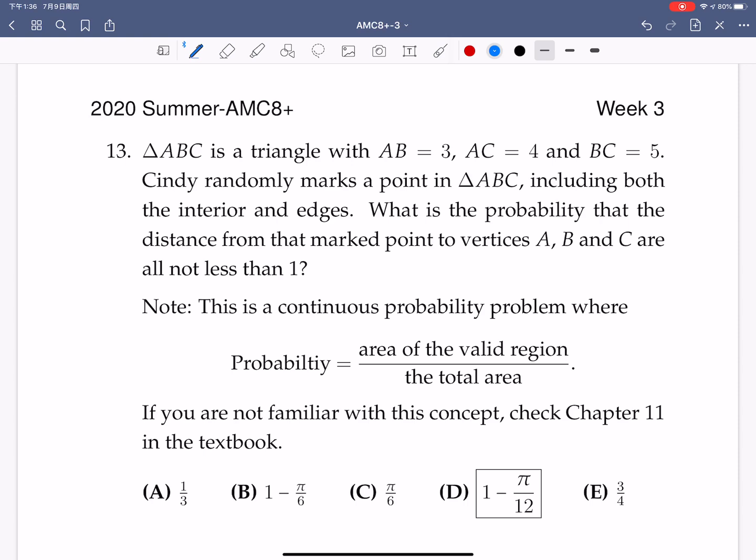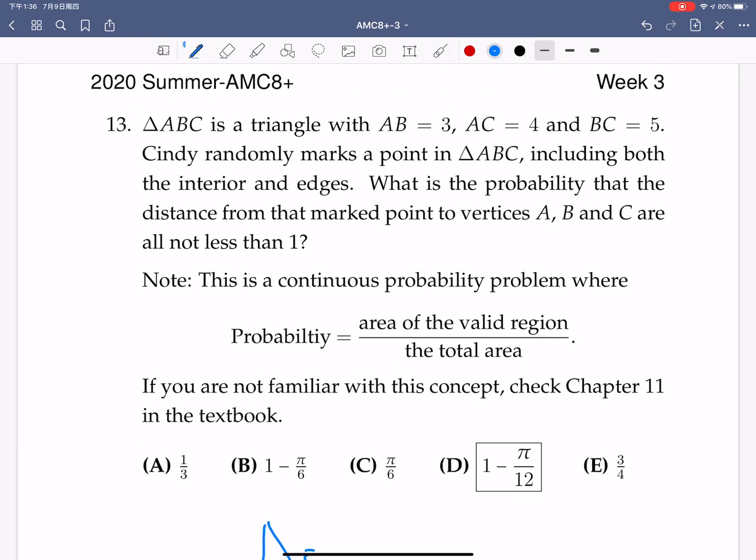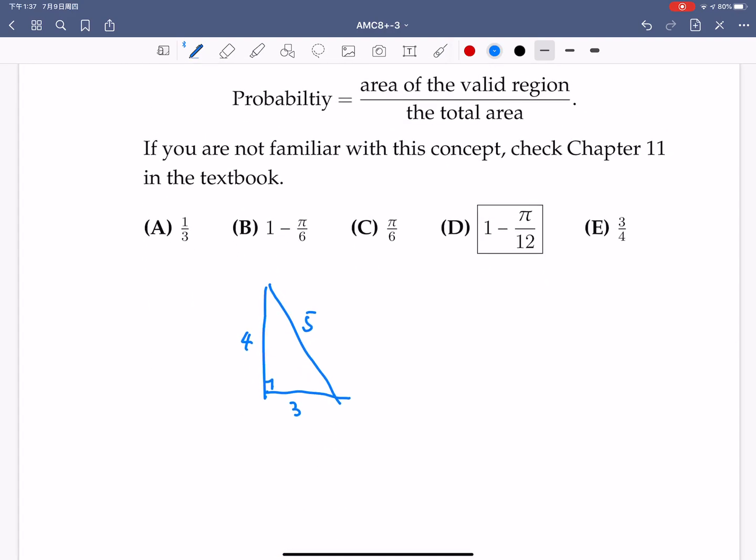Problem 13. Triangle ABC has side lengths 3, 4, 5. Apparently, this would be a right triangle. That's the first observation. Let me draw a picture. 3, 4, 5, which is a right triangle. And the question is, find the probability of the point that has distance not less than 1 to the vertices. So suppose at each vertex, I draw an arc with radius 1.